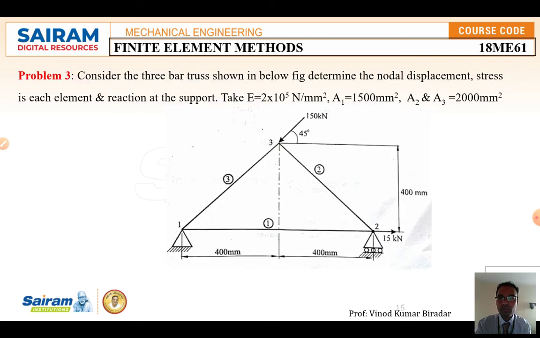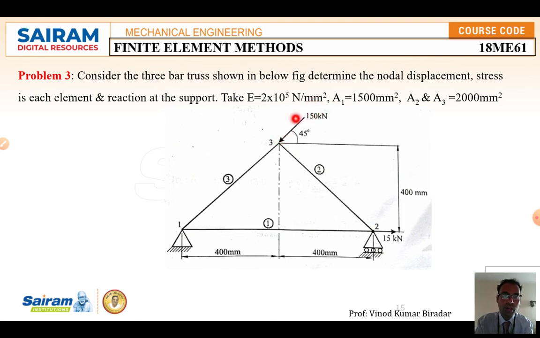Coming to the next problem, look here. In the assumptions I already told you, at each node in the truss element the force should be acting either tensile or compression, but not inclined. This is similar to the previous problem, same values, everything is same. Instead of acting vertically, the force is acting inclined.